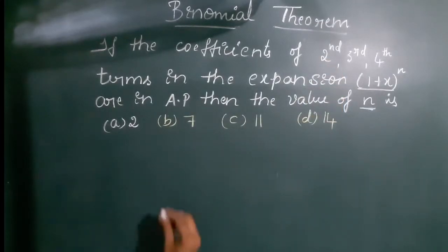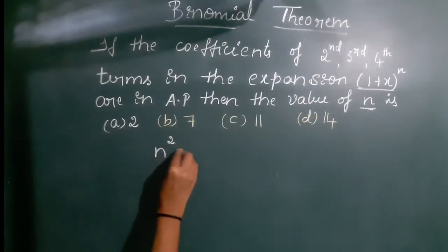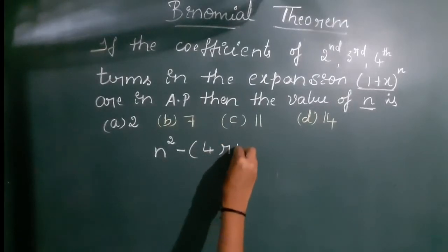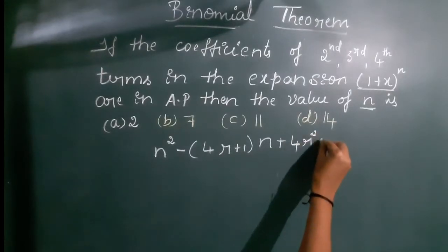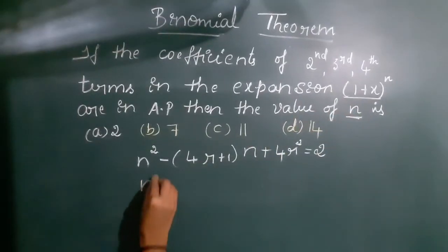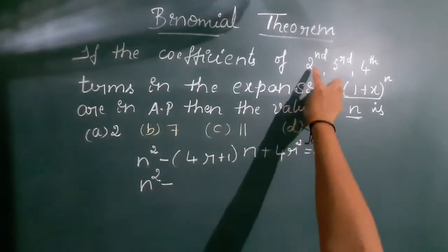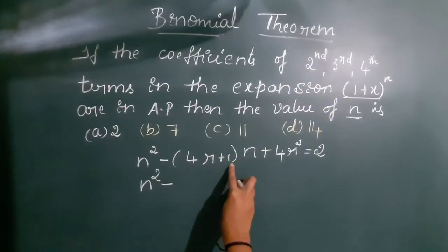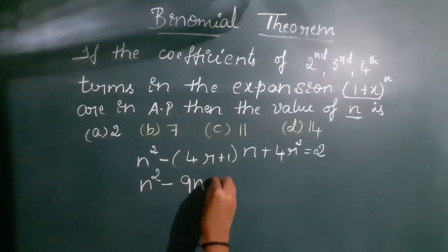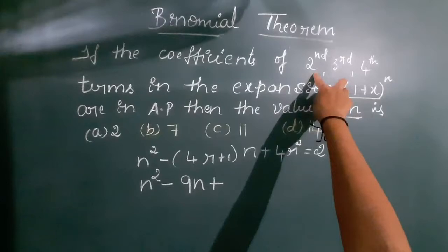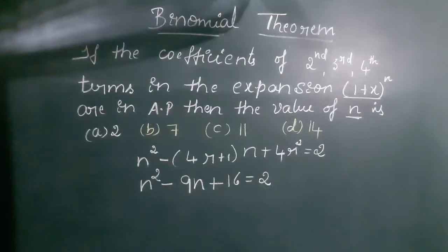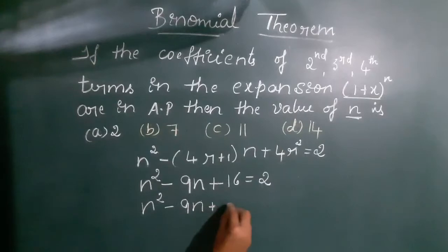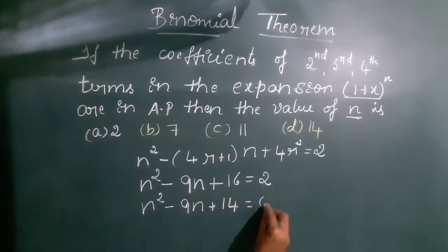What is that equation? The equation will be n square minus (4r plus 1) into n plus 4r square is equal to 2, right? So this is n square minus, 4r is 2, 4 into 2 is 8, 8 plus 1 will be 9. So this is 9n plus 4 into r square, 2 square will be 4. So 4 into 4 will be 16 is equal to 2. So we got the quadratic equation. We'll simplify. N square minus 9n plus 16 minus 2 will be 14 is equal to 0, right?